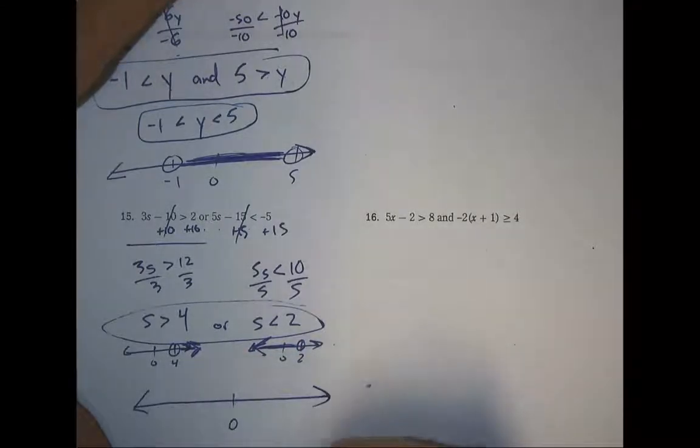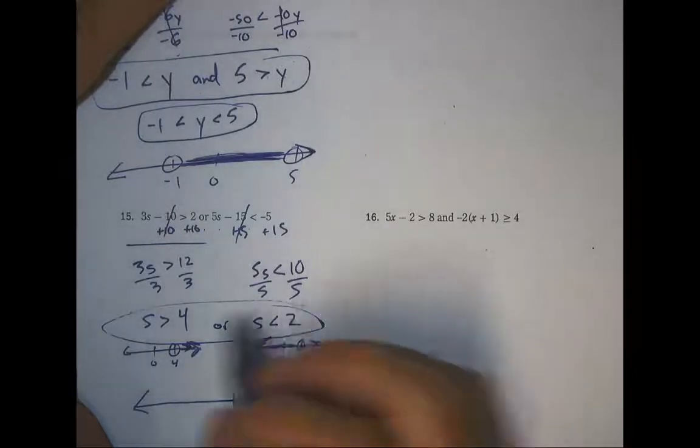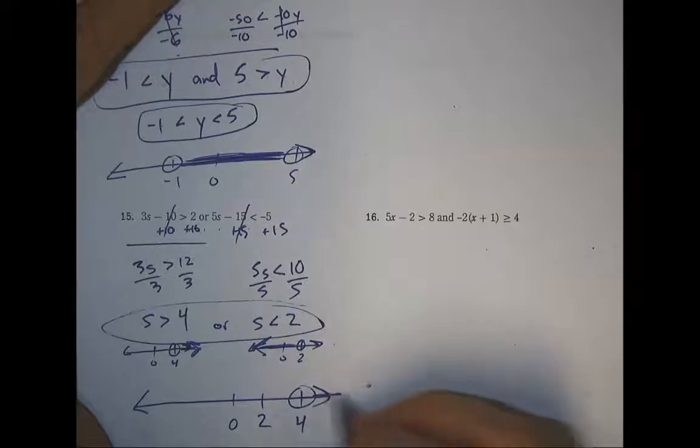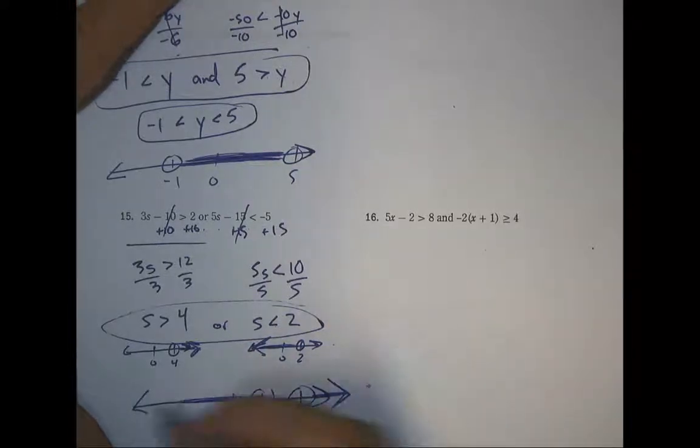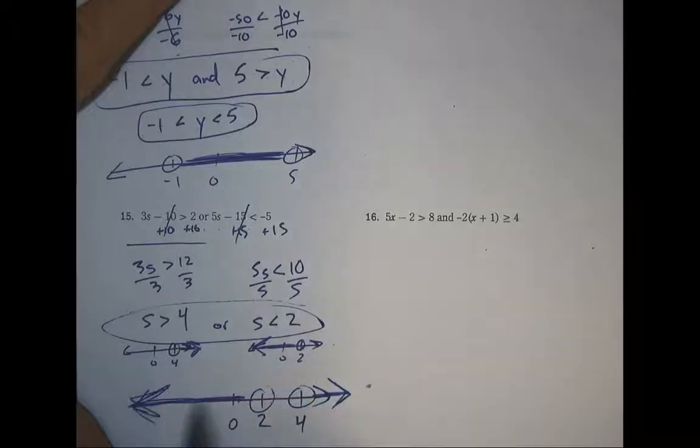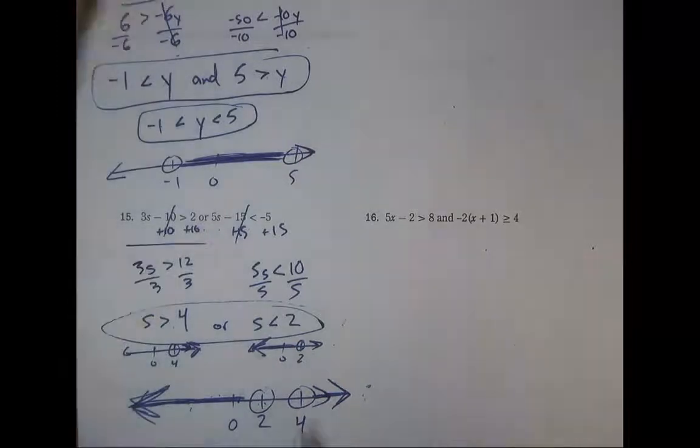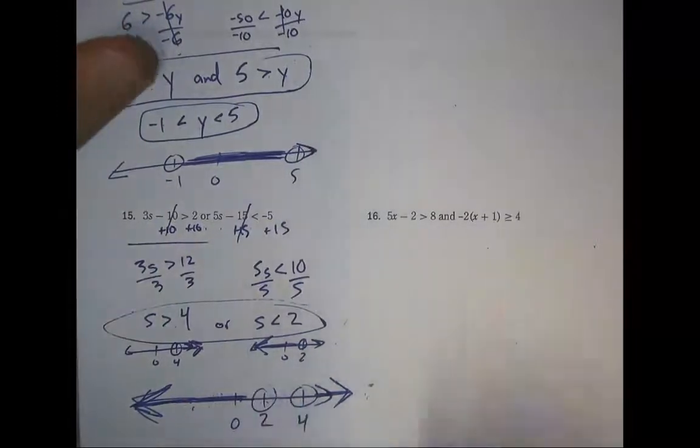So here's 0. Here's 2. Here's 4. So S is greater than 4. Looks like this. S is less than 2. Looks like this. Again, none of these numbers overlap. There is not a number that fits both of these solution sets, but since this is an or, all of these are possible answers, and all of these are possible answers. If it was an and statement, it would be no solution.